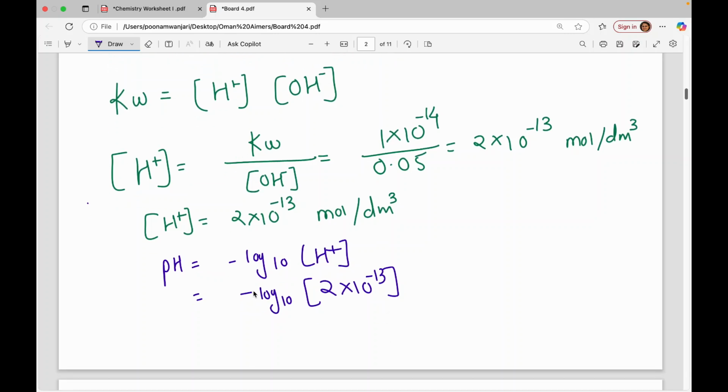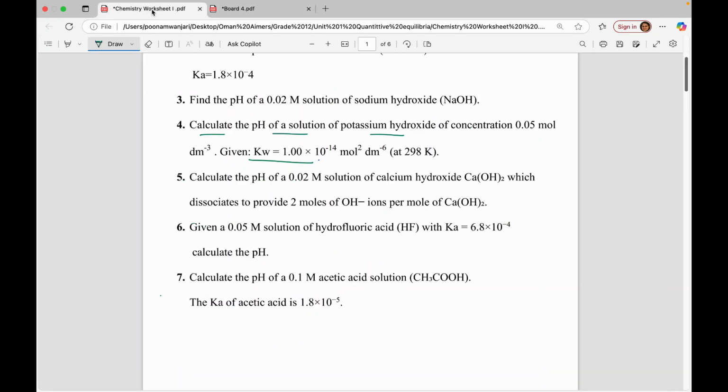Directly, students, from the calculator you will get the answer, that is 12.70. So 12.7 is the pH of a 0.05 mole per dm cube solution of potassium hydroxide. Pause it and take a screenshot. Now the next problem is the fifth problem.